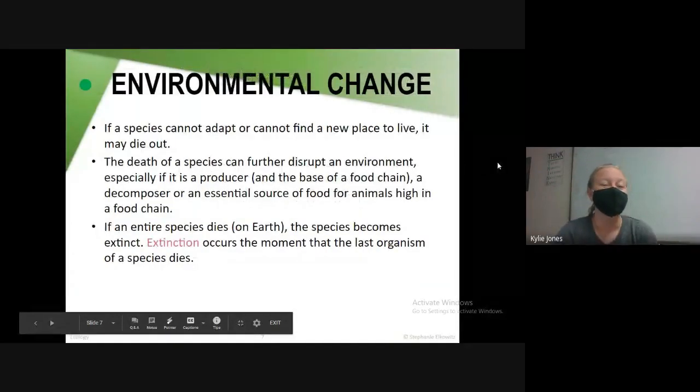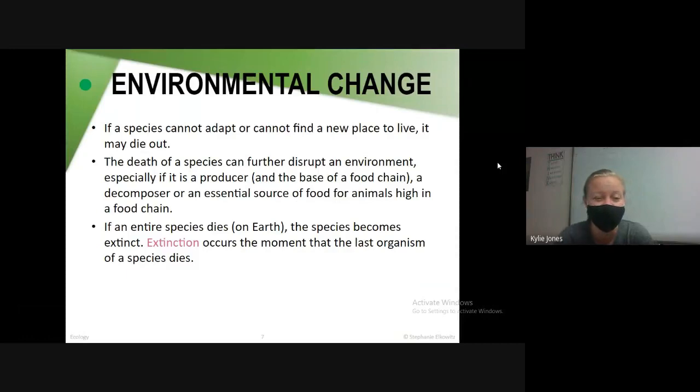If a species cannot adapt or cannot find a new place to live, it might die out. It might become extinct. The death of a species can further disrupt an environment, especially if it's a producer, because that's the base of the food chain. We need the producers to produce food. It could also be a decomposer or an essential source of food for animals high in the food chain.